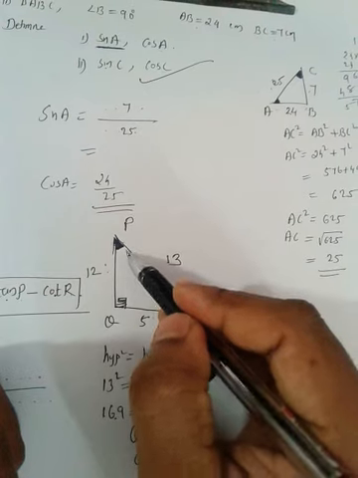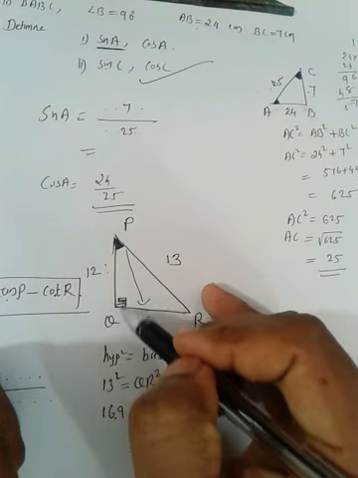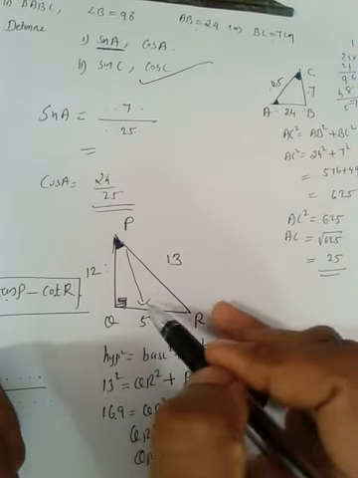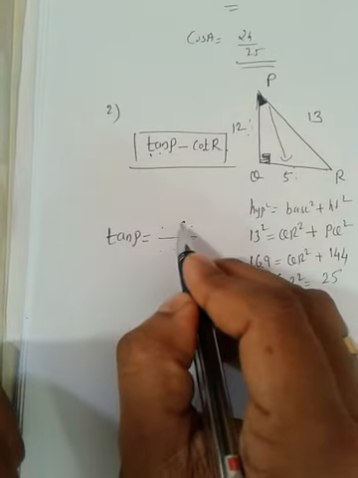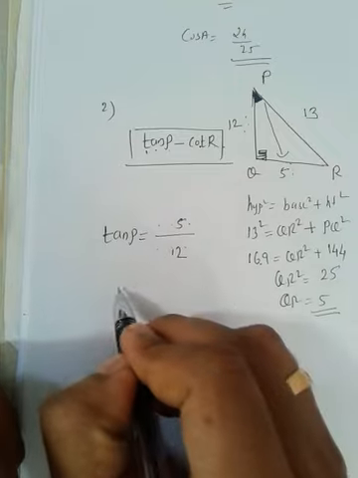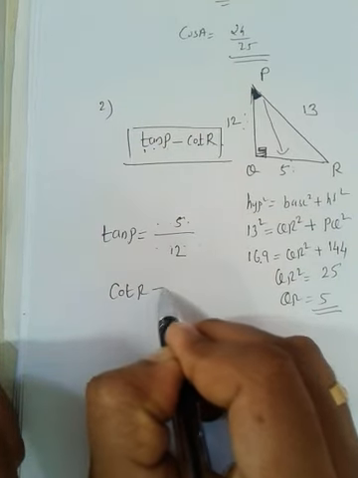So the opposite side of P is 5 and the adjacent side of P is 12, not 13. 13 is the hypotenuse. Opposite by adjacent, so 5 by 12. So we got the value of tan P as 5 by 12. Is it clear? Then we are supposed to calculate what is cot R.